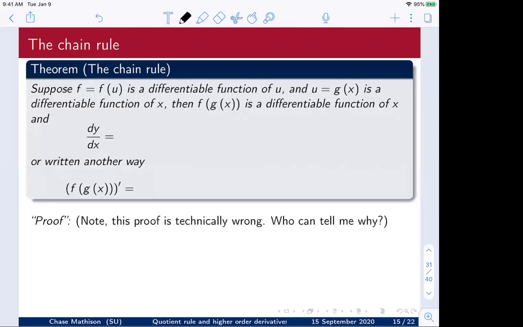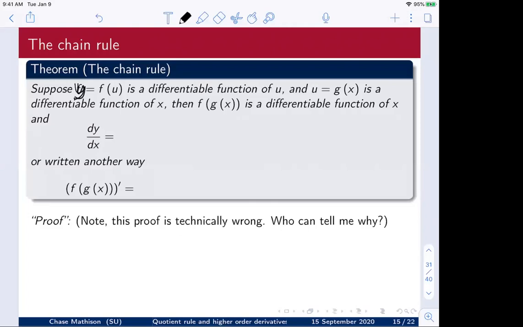But the chain rule says if f is a function of the variable u, and then u itself is also a function of x that we're calling g of x, then if both of those things are differentiable, then, oh, this should have been a y, sorry. Suppose y is equal to f of u. And that's a differentiable function of u. And u is a differentiable function of x that we're calling g of x.